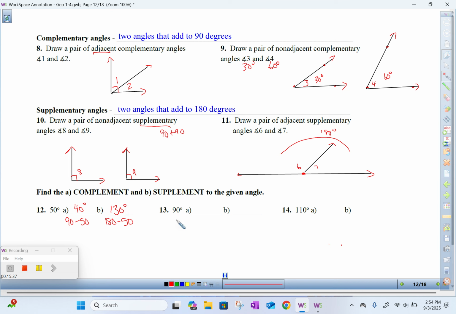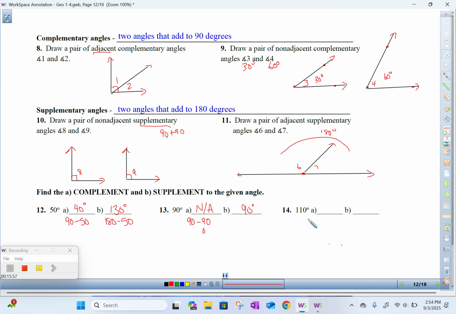Okay, so on this one, if I take 90 minus 90, I get 0. And there is no such thing as a 0-degree angle because you can't draw it out. So this would be not applicable, or you can say none. There is no complement. The supplement, though, is 90 degrees.